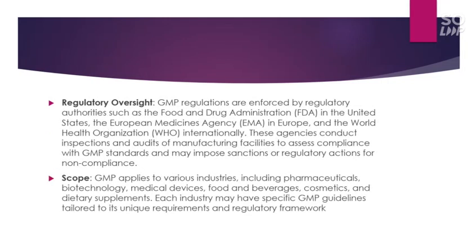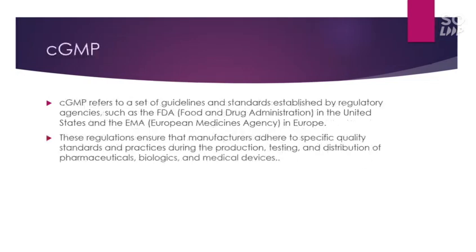Regulatory oversight. GMP regulations are enforced by regulatory authorities such as the Food and Drug Administration, FDA, in the United States, the European Medicines Agency, EMA, in Europe, and the World Health Organization, WHO, internationally. These agencies conduct inspections and audits of manufacturing facilities to assess compliance with GMP standards and may impose sanctions or regulatory actions for non-compliance. Next one is cGMP.